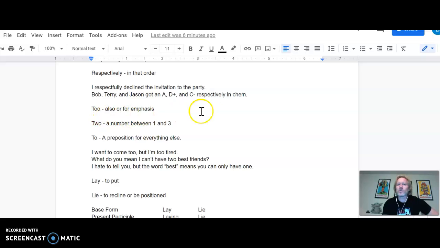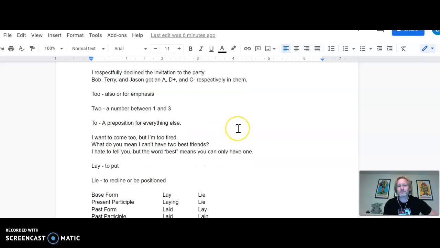TOO means also, or for emphasis. It's like, I want to come too, means I want to come also. Or for emphasis, but I'm too tired. That's TOO. TWO, you should all know that's a number between 1 and 3. What do you mean I can't have two best friends? And then the preposition TO, it's for everything else. I hate to tell you, but the word best means you can only have one.